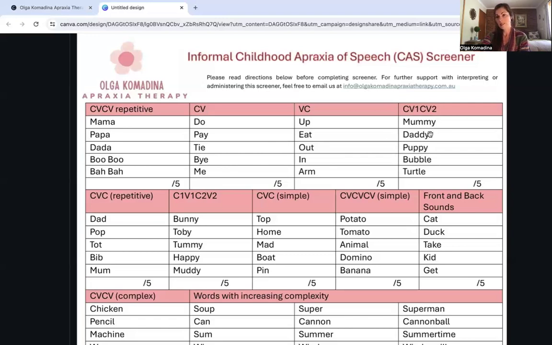So what was the next step, if you remember? Right? We're not going to jump to the 3-syllable words. We have to go to the next step in the ladder. It's the C1, V1, C2, V2 words. So now they're handling this. Their syllables are not wobbly. They're staying stable when they're saying mummy, daddy, puppy, changing those vowels nicely. And bubble, turtle.